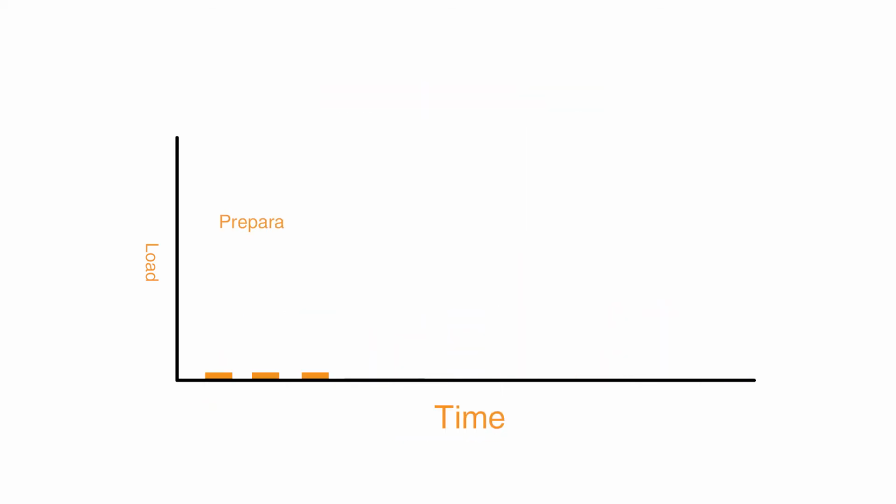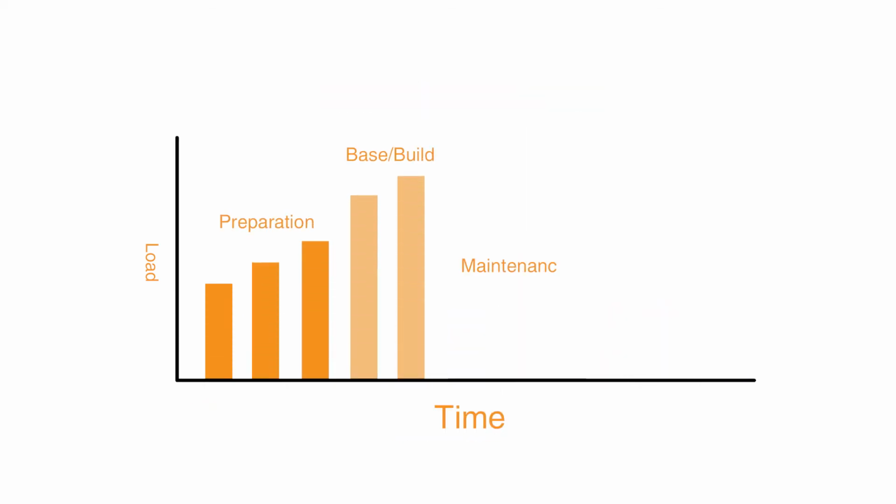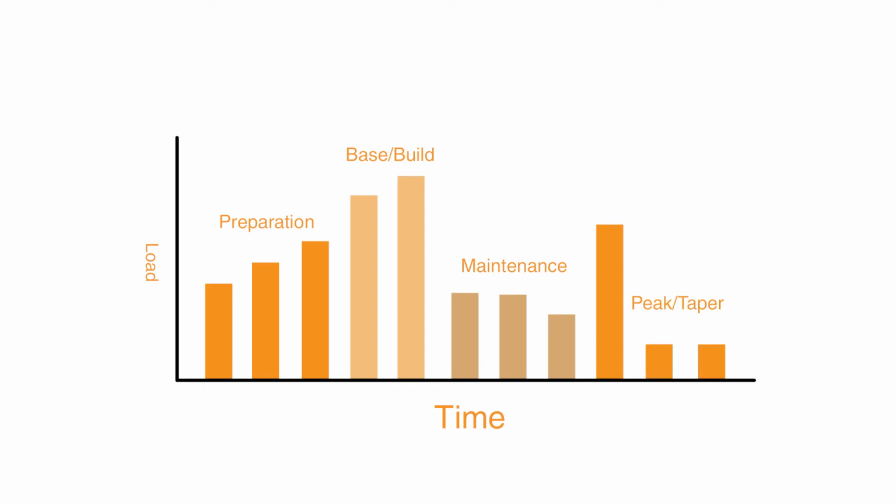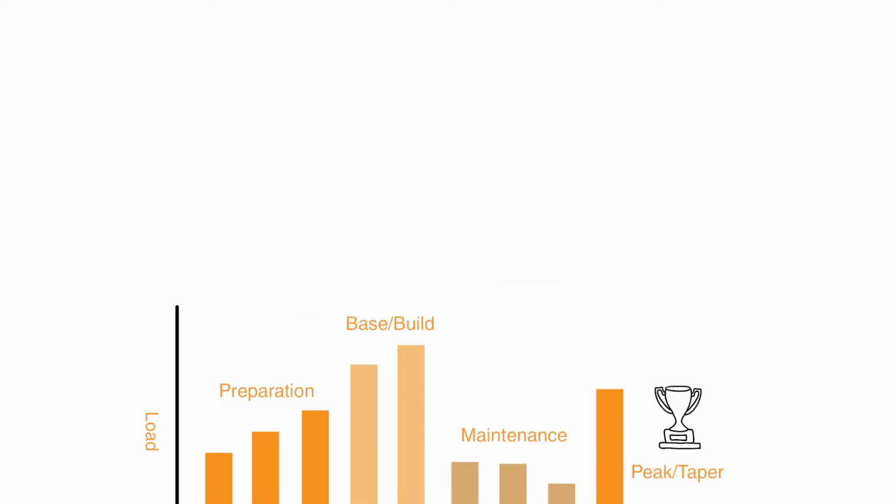A macro cycle generally refers to an annual plan that works towards peaking for the end of the season. This will generally be designed around preparation, base and build phases, and a peak or taper phase where your athletes decrease volume and increase intensity heading towards your predetermined goal.